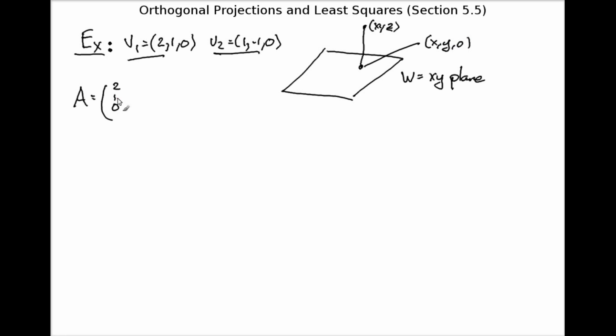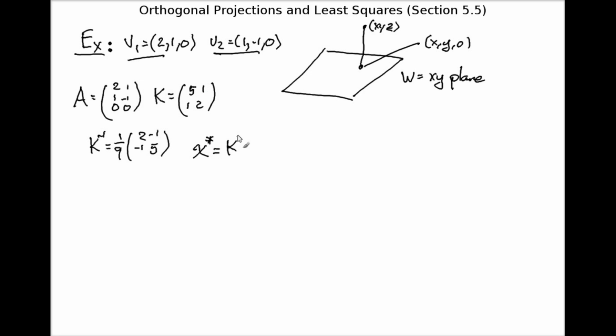So A is 2, 1, 0, minus 1, minus 1, 0. And this matrix K turns out to be 5, 1, 1, 2. So K inverse is 1/9, 2, 5, minus 1, minus 1. And this x star that we were talking about, which is to say K inverse A transpose times xyz, turns out to be 1/9, 3x plus 3y, 3x minus 6y. This is a 2 vector.